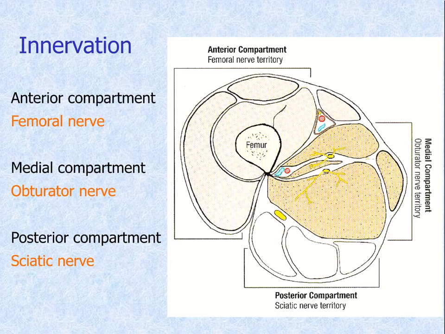Innervation, or the nerve supply of the compartments of the thigh. The anterior compartment or the extensor compartment is supplied by the femoral nerve. The medial or the adductor compartment is supplied by the obturator nerve. Posterior or the flexor compartment is supplied by the sciatic nerve.